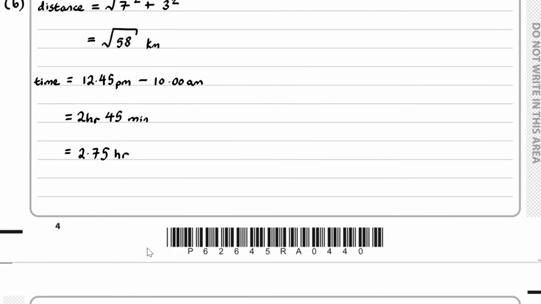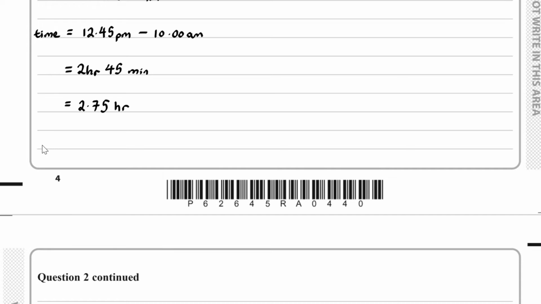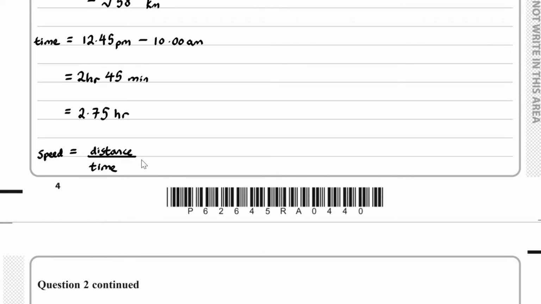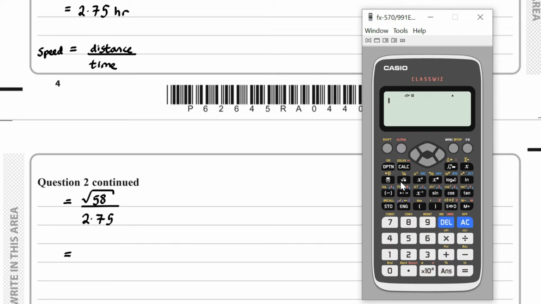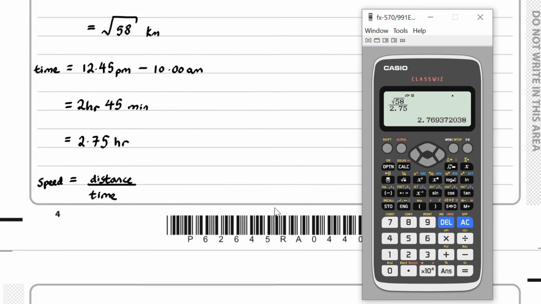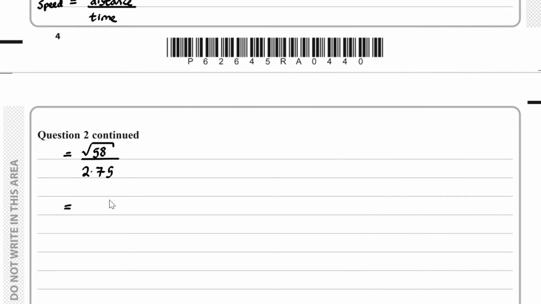And therefore, the speed, that's equal to the distance over the time. So speed, that's equal to the distance over time. So we have the distance, that's root 58. We have the time, 2.75 hours. So therefore, the speed, we can work that out. We have root 58 over 2.75, which to 3 significant figures is 2.77. So we have 2.77 kilometers per hour to 3 significant figures.